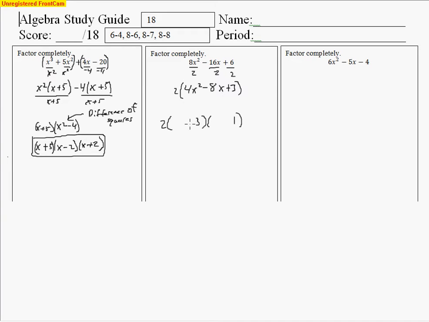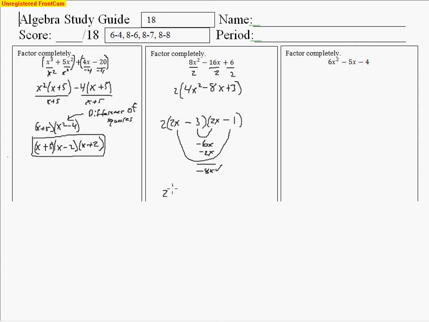So I know 3 and 1 are the only numbers that multiply to make 3. I also know the signs because this last term is positive. So the outside and inside terms add to make negative 8. So to make that the case, if I go ahead and try a 2x and a 2x, this should work. So let's see if it does. Negative 6x, negative 2x. Yes, those do add to make negative 8x. So it does check out.